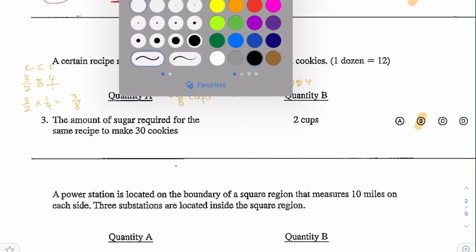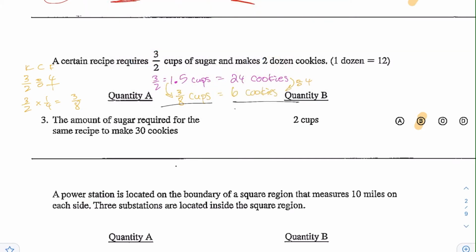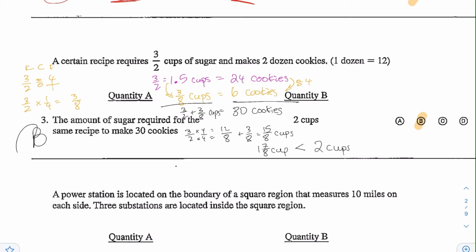And from here, you can add these two together to figure out that 30 cookies will require 3 halves plus 3/8 cups. So 3 halves and 3/8 has the LCD of 8. So I have to multiply by 4 over 4, which will give you 12 over 8 plus 3 over 8. It's going to be 15 over 8 cups, and that's 1 7/8 of a cup, which is still less than 2 cups in column B. So the answer is going to be choice B.